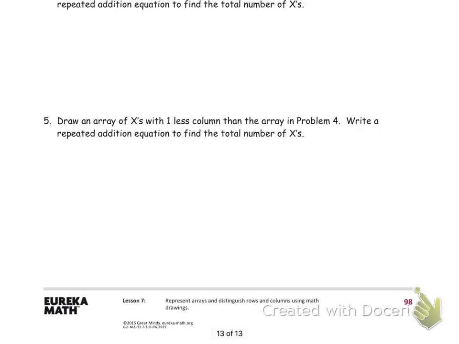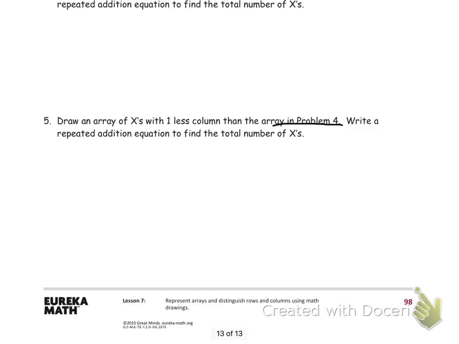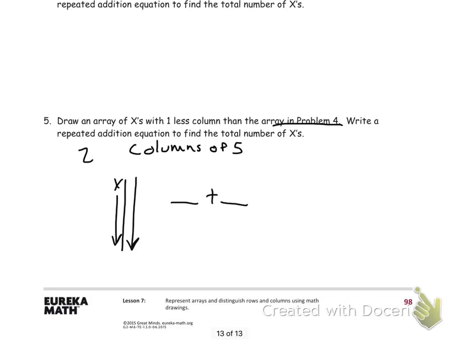Alright, so moving on, we have draw an array of x's with 1 less column than the array in problem 4. So once again, coming back to look at problem 4, you would take this array right here and simply take out one of the columns. So that'd be like this, and then you would simply draw what's left. So it looks like we have 2 columns of 5. So you would come over here and draw 2 columns of 5, and then of course you separate them with your line so you can start drawing, and then go down like this on either side, then write the repeated addition right here. So hopefully this has been helpful, and we'll see you tomorrow.